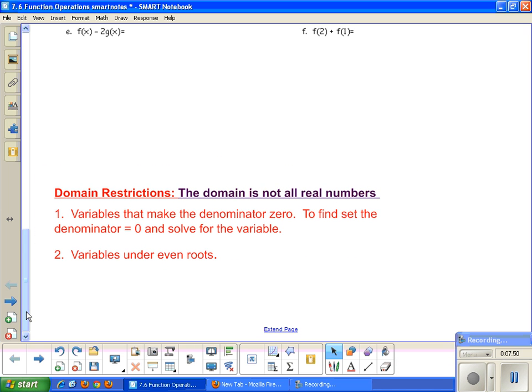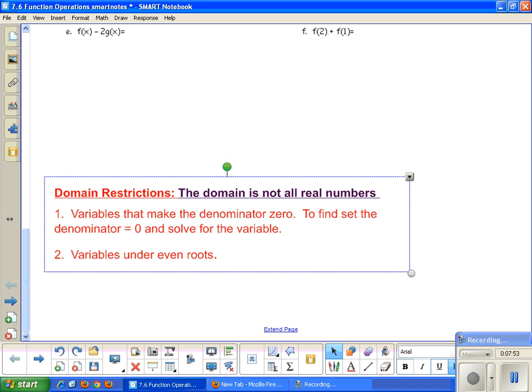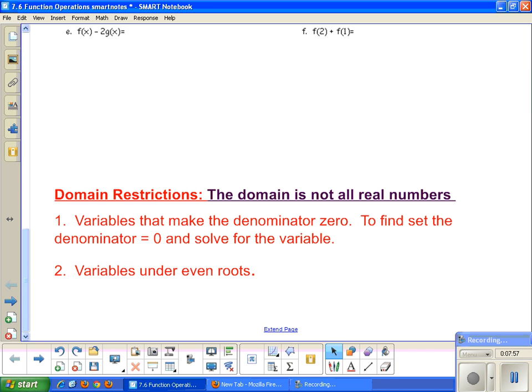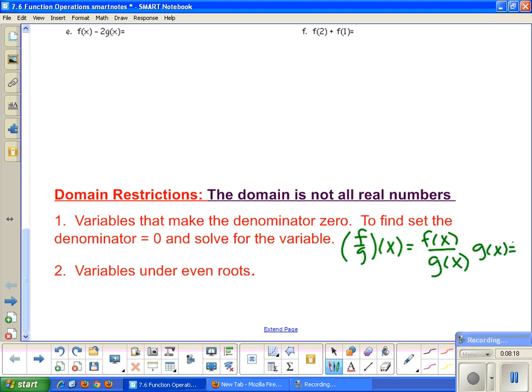Now, the domain restrictions means that the domain is not all real numbers when the following happens. Variables that make our denominator 0. And to find those, we set the denominator equal to 0 and solve. So we only have to worry about this when we are doing division of functions. So that's why we said if we had the f divided by g of x, which was the same thing as f of x divided by g of x, where we said g of x cannot be equal to 0. That's what we did for the above problem.